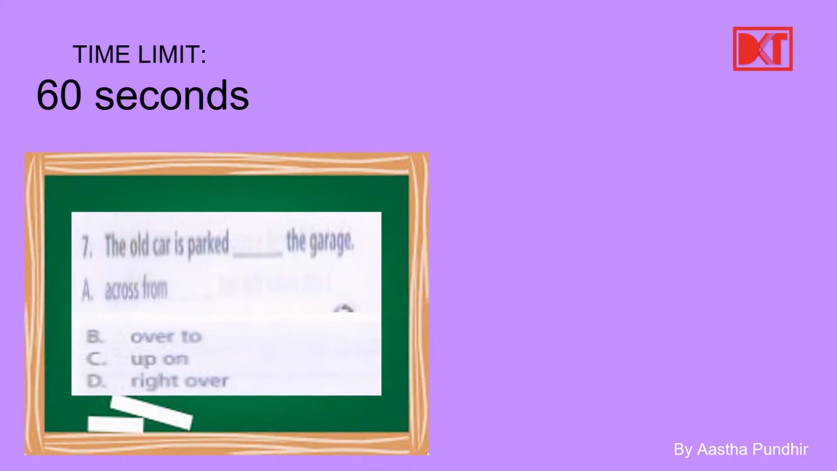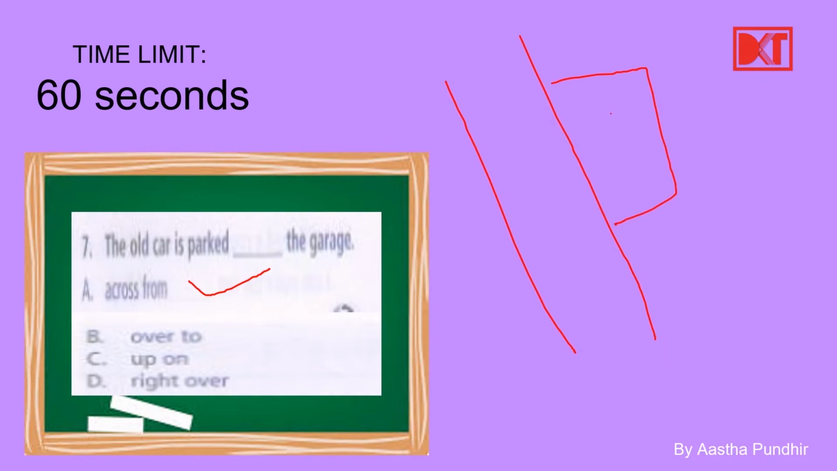Here, my old car is parked dash the garage. A across from, B over to, C up on, or D right over. Now here we are going to use a preposition phrase. The old car is parked across from the garage. Across from the garage. The answer is A. Now, what does across from mean? Suppose this is the road, here is the garage. So across from the garage, like opposite to the garage, here the car is parked. All right.